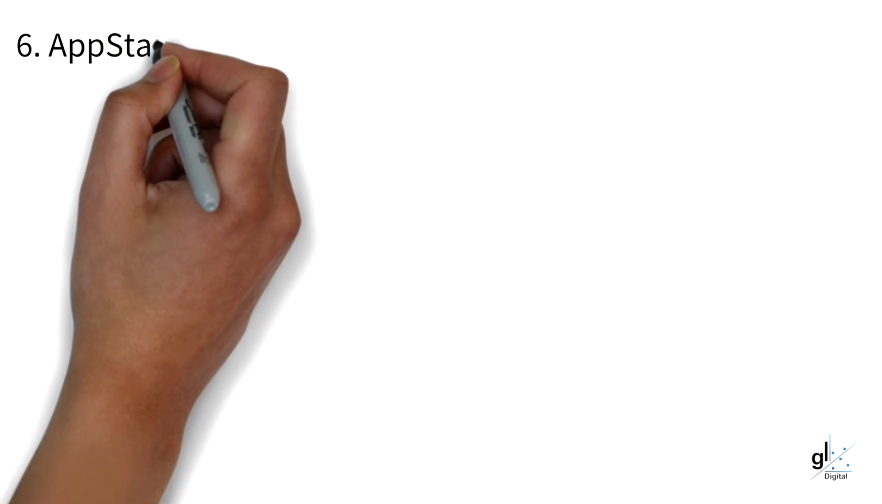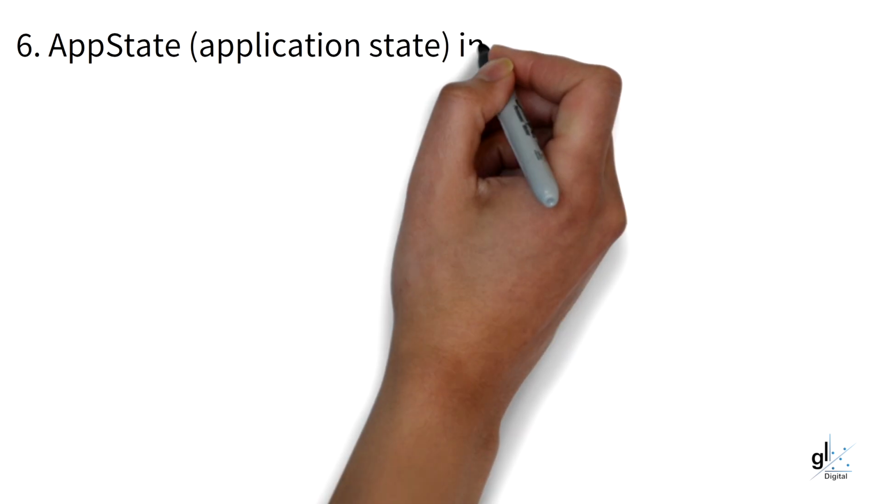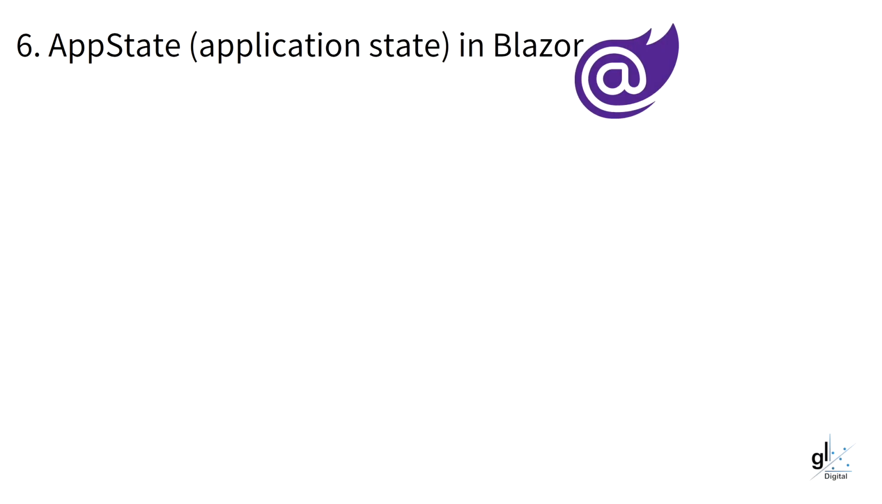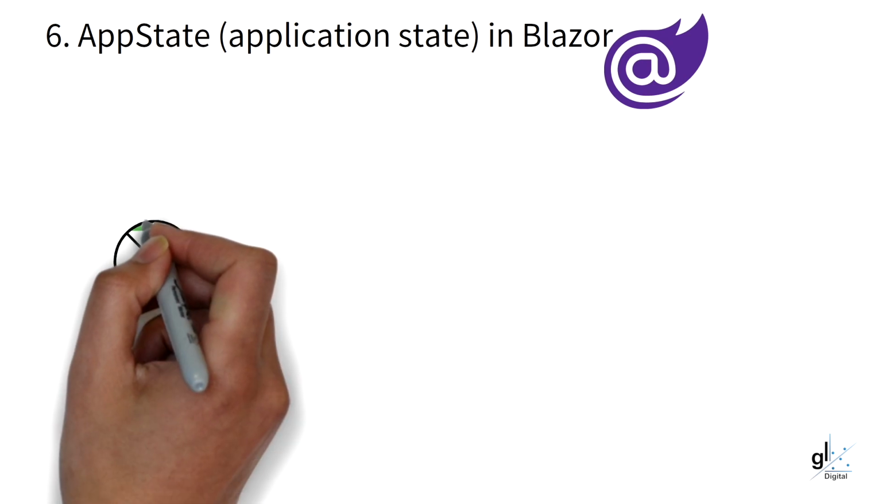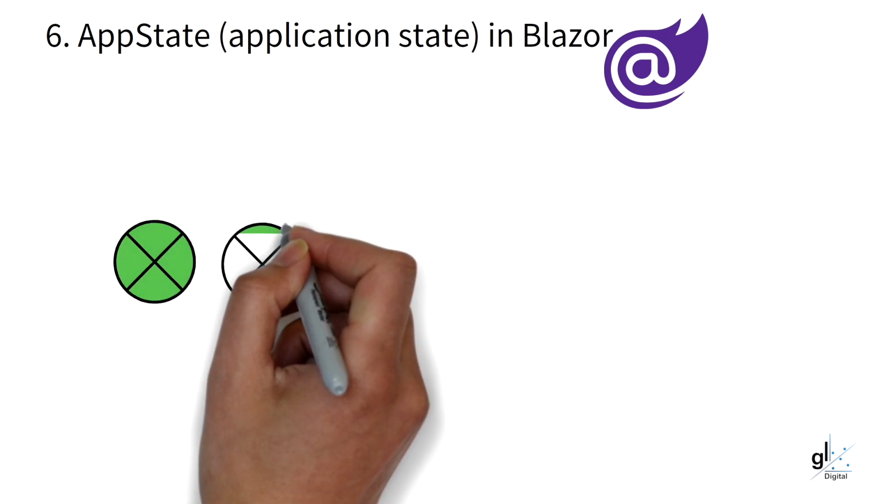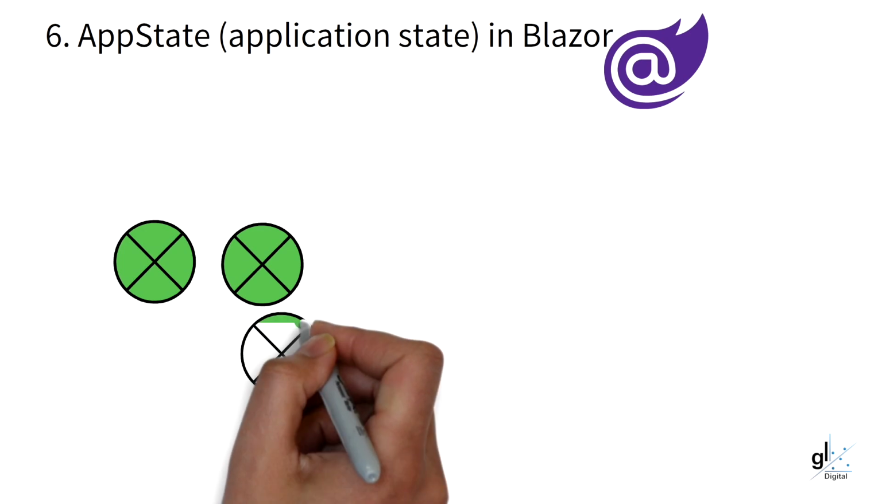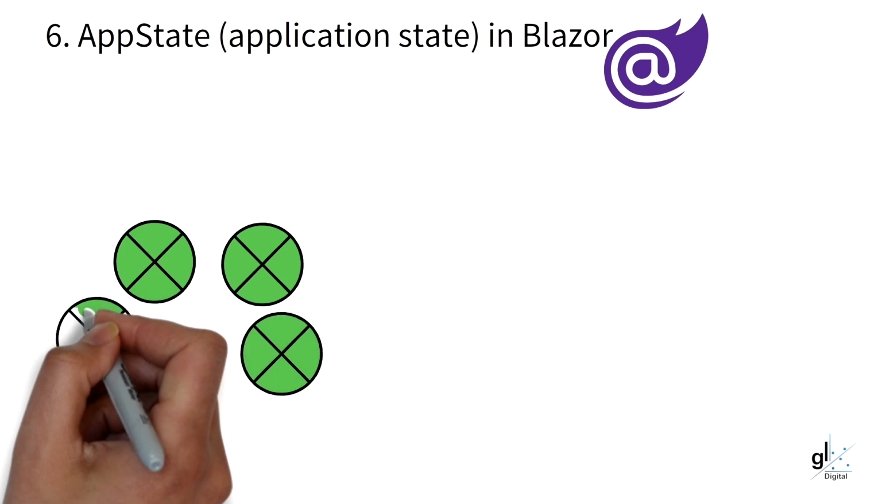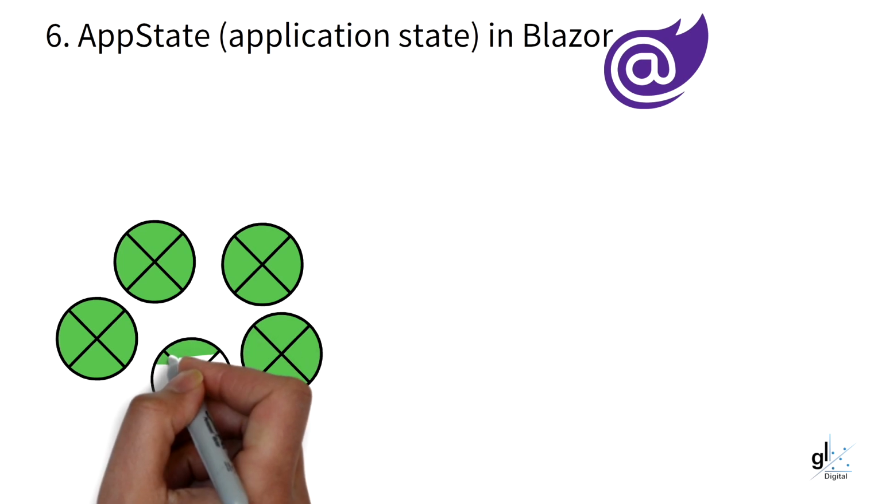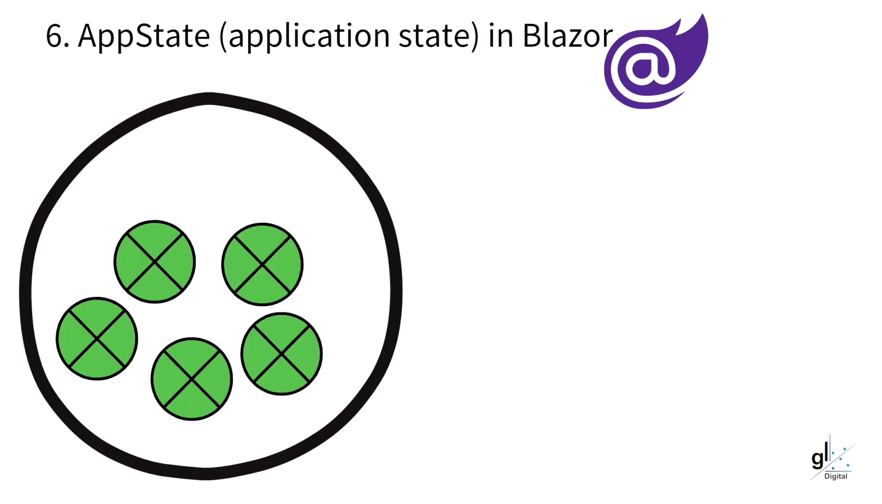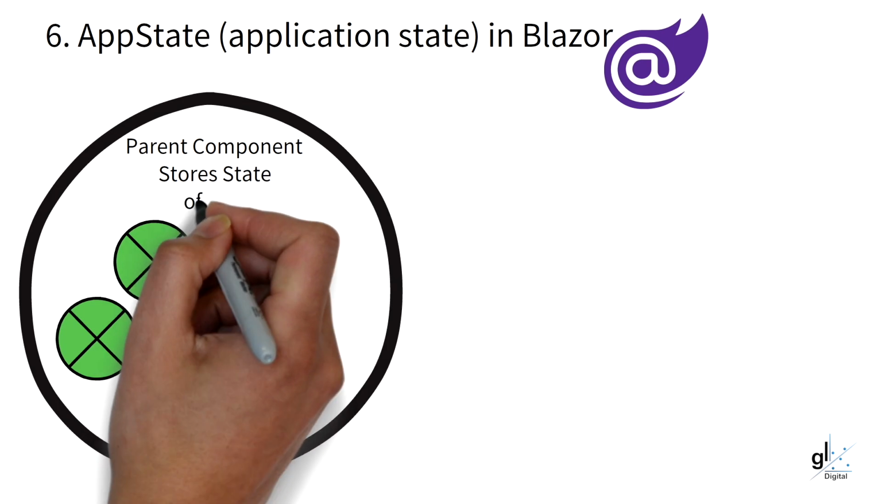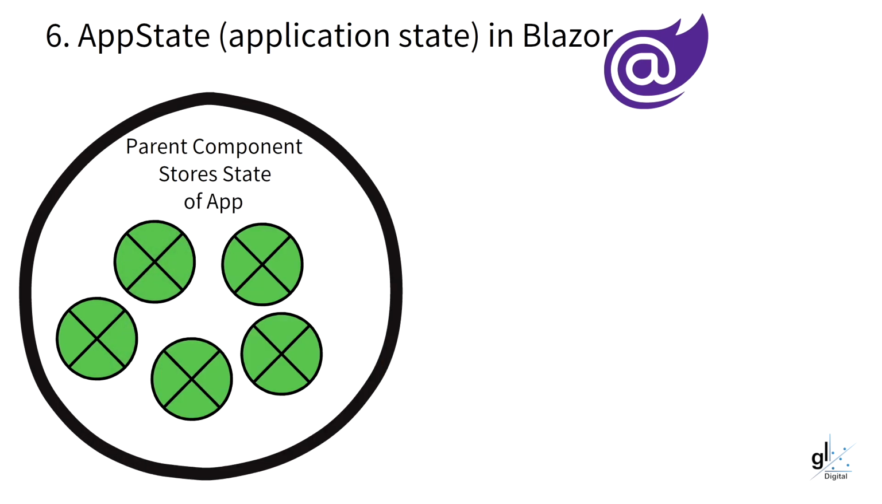Number 6, AppState or application state in Blazor. In Blazor, you are able to easily maintain the state of the application outside of your UI components. You cannot maintain the state of your Blazor applications within the components of your applications, simply because whenever, for example, you navigate to a page, all the variables within that page or component are recreated and initialized, which means any state that you had stored previously will be lost across page navigations.